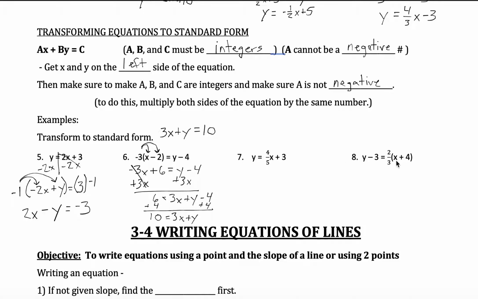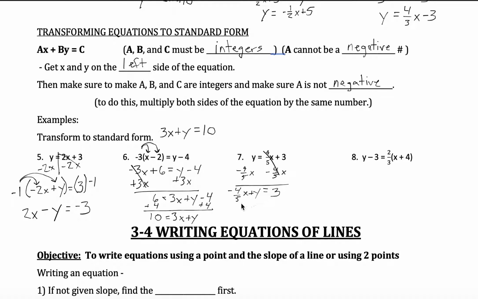If you'd like to, you can go ahead and pause the video and give 7 and 8 a try, but be careful of those fractions. So taking a look at number 7, the first thing we want to do is get our x and y values to the left-hand side, so we can subtract 4/5 x from both sides. So that would cancel those out, and we're left with just 3 on the right-hand side. And on the left-hand side, we have negative 4/5 x plus y.